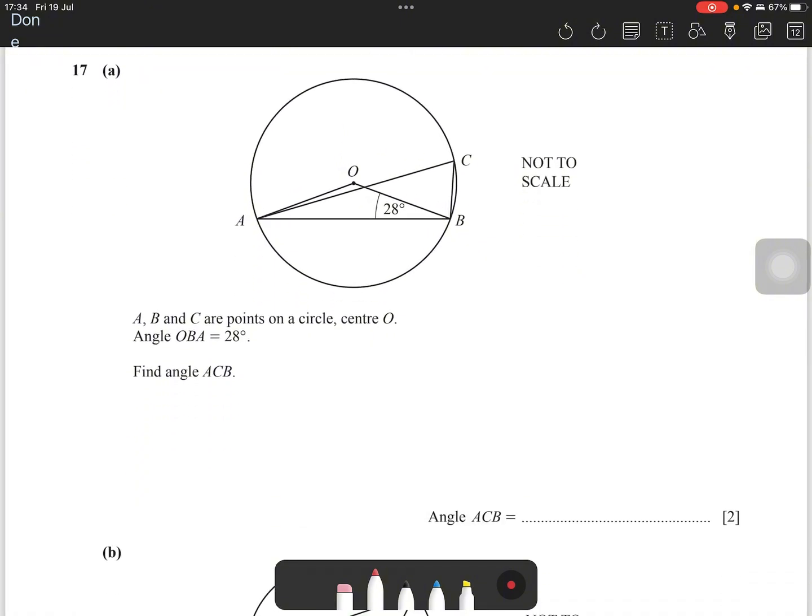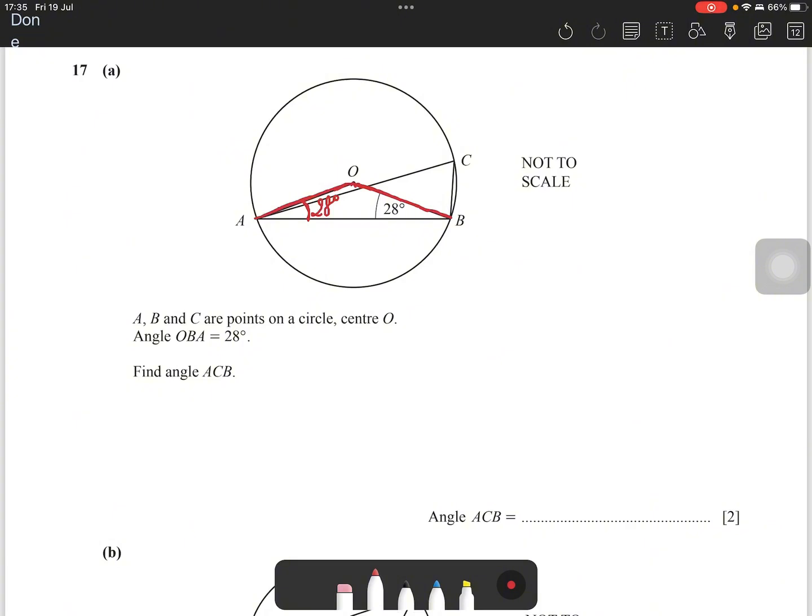Question 17. A, B, C are points on a circle, center O. Angle OBA is 28 degrees. This means the angle OAB should also be 28 degrees because the triangle OAB is an isosceles triangle. OA and OB are both radii of the circle.